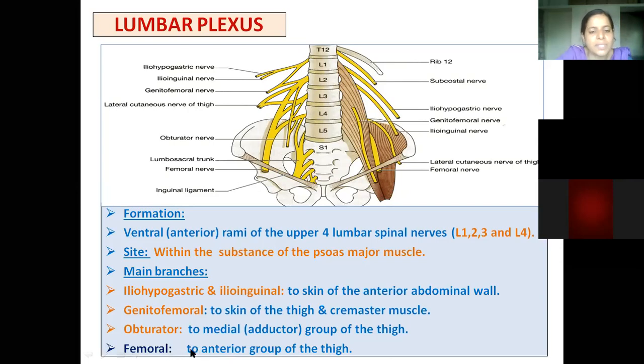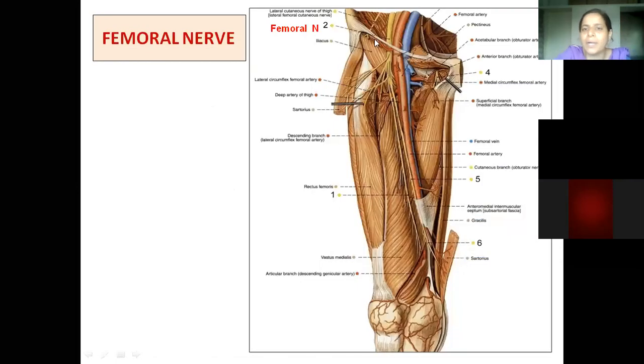This nerve is going and supplying the anterior compartment of the thigh. See, this is the inguinal ligament. This is our femoral nerve, which is formed from the lumbar plexus. It is running over the posterior abdominal wall muscles, then passing behind the inguinal ligament and entering into the front of the thigh. In the femoral triangle, we have structures from medial to lateral: femoral vein, femoral artery, femoral nerve.